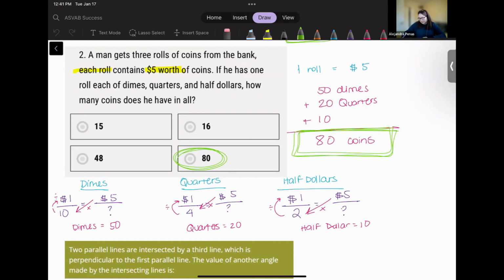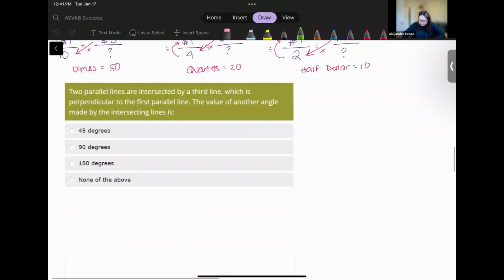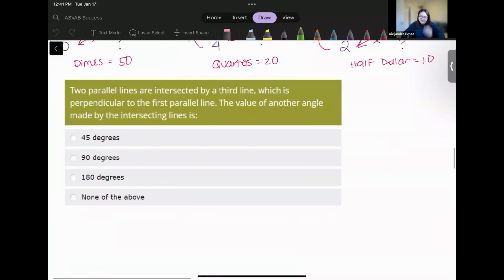Okay. All right. So these, I believe, are some math knowledge ones that you guys sent in. So this one says, 2 parallel lines are intersected by a third line, which is perpendicular to the first parallel line. The value of another angle made by the intersecting lines is, wow, okay. There's a lot of vocab here. So one of the first things that catches my attention is that they mention parallel lines, and they mention intersected, and then they mention perpendicular. Those are some big math words. So let's talk about them a little bit.